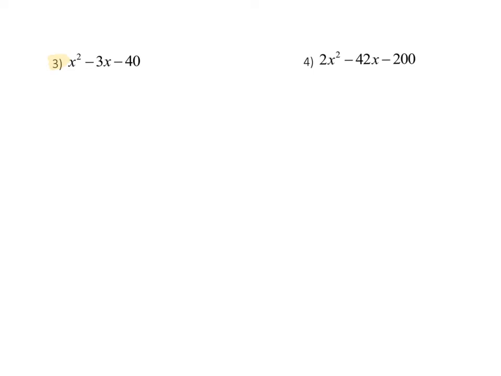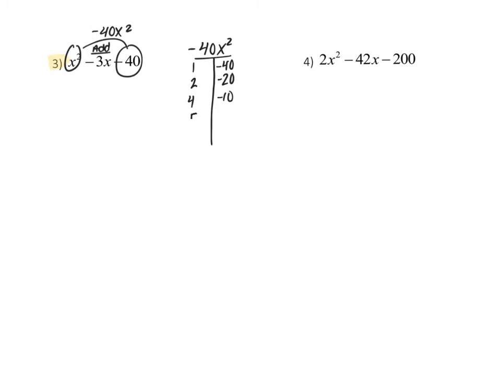Okay, so you should have multiplied the first term and the last term together and got negative 40x squared. And I want the factors of negative 40x squared that are going to add to this negative 3. So your factors should have been 1 and negative 40, 2 and negative 20, 4 and negative 10, 5 and negative 8. And don't forget you need the x's for each.